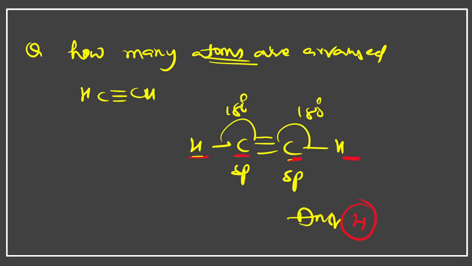So this was about finding the number of sigma and pi bonds and their hybridization.